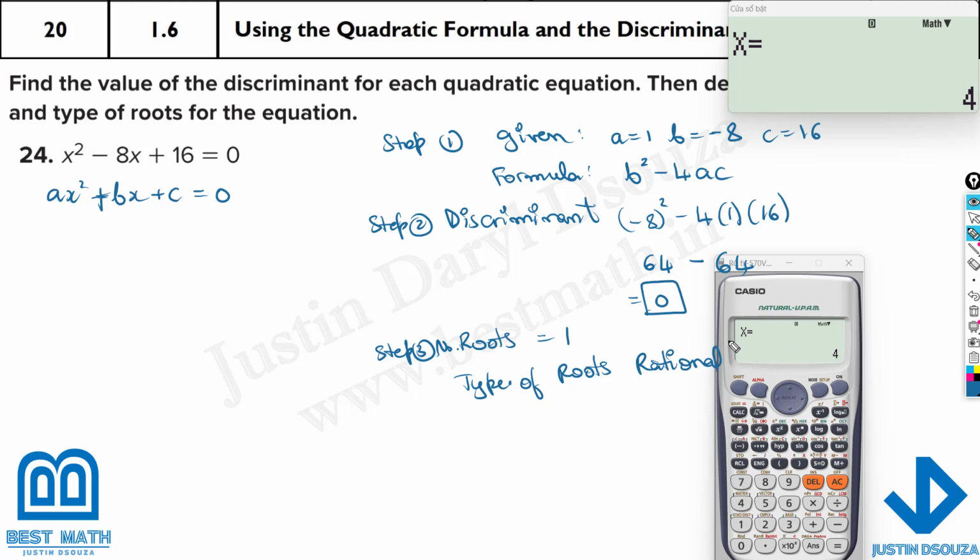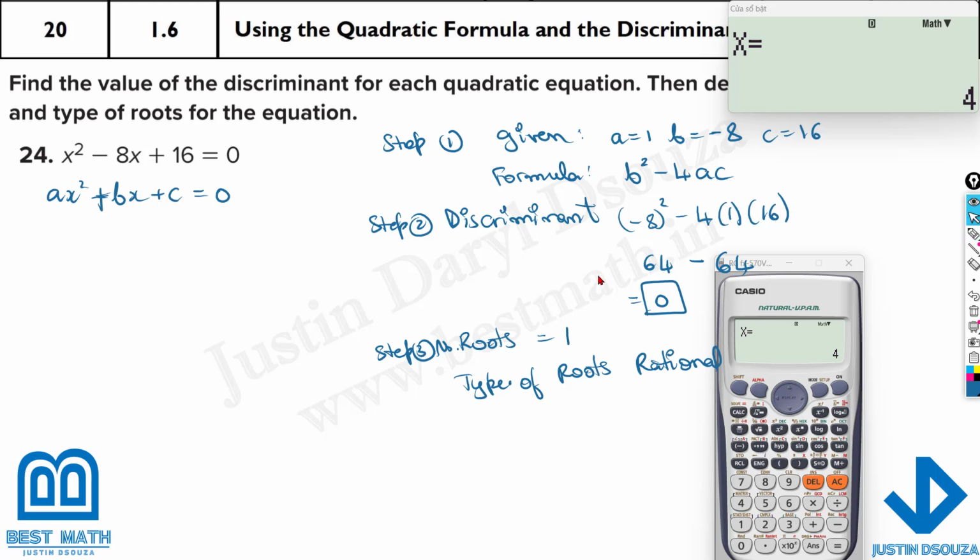So it's rational. Now, whenever you have a perfect square, imagine over here it was 4 or 25 or 36, all, 6 squared is 36. So if you have 36 or 49, it will be rational roots. Whereas any numbers other than perfect squares would be irrational roots. And if it's a negative number in the discriminant, it's complex roots. So only when it's 0, it will be rational, and it's only 1.